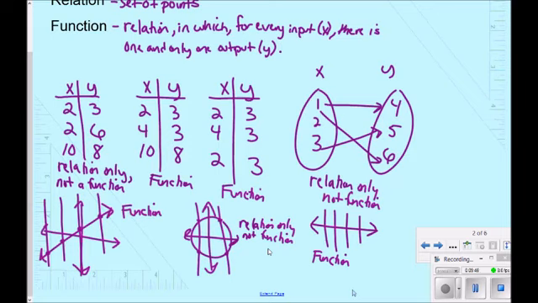However, if I'm checking to see if a, let's say, vertical line is a function, well, if I draw a vertical line on that vertical line, it fails the vertical line test because there are numerous points that are intersecting with the graph on that vertical line at once. So this is a relation only, not a function.